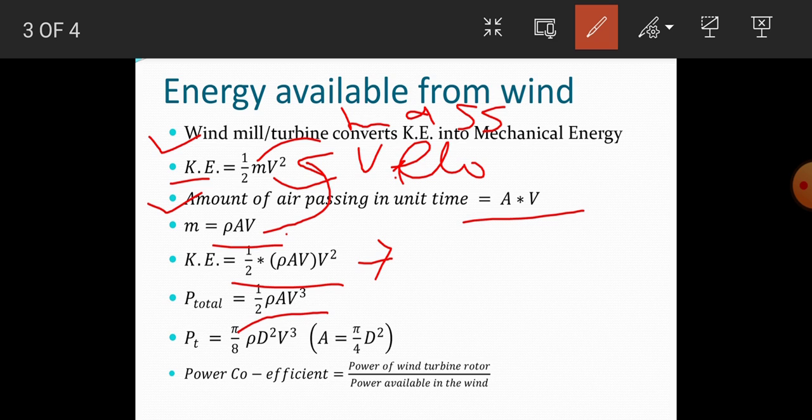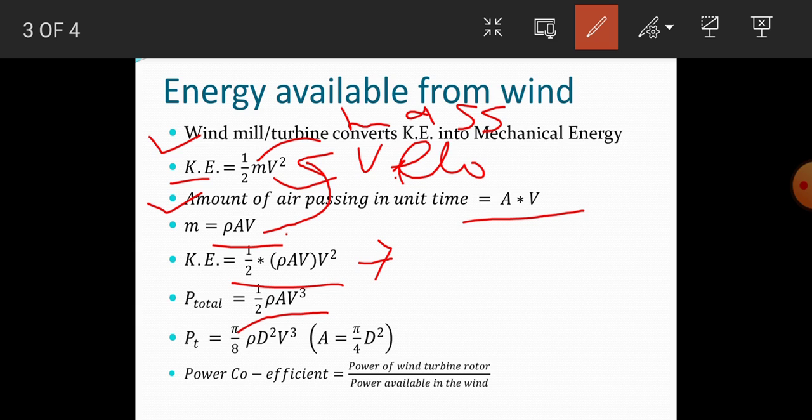Now this kinetic energy is called the power in the wind. So we will denote it as P total, that is the total power of the wind. It is 1/2 rho A v cube. All this power cannot be extracted because for this the wind velocity would have to be reduced to zero, which means that the windmill could accumulate static air around it, which would prevent the windmill operation.